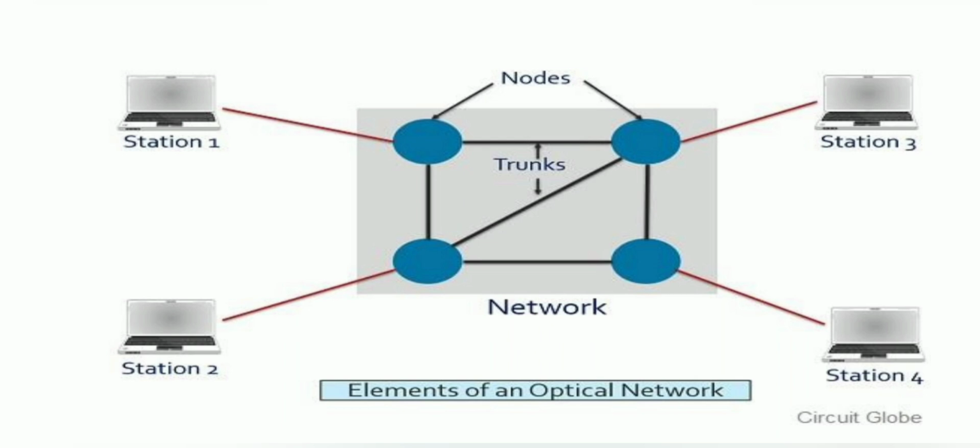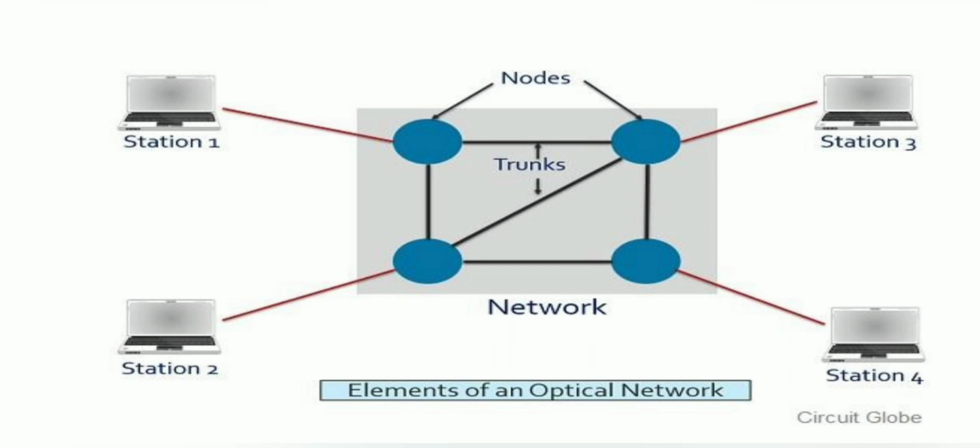Node. A node is nothing but a hub for multiple transmission lines inside the network. In the case of a single transmission line, an optical network does not require nodes, as in this case the stations at both ends can be directly connected to the fiber cables.